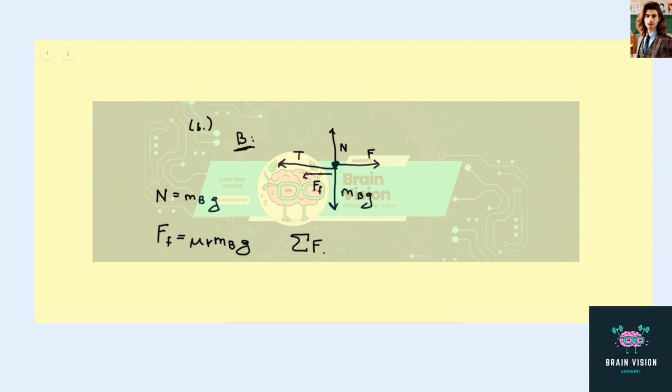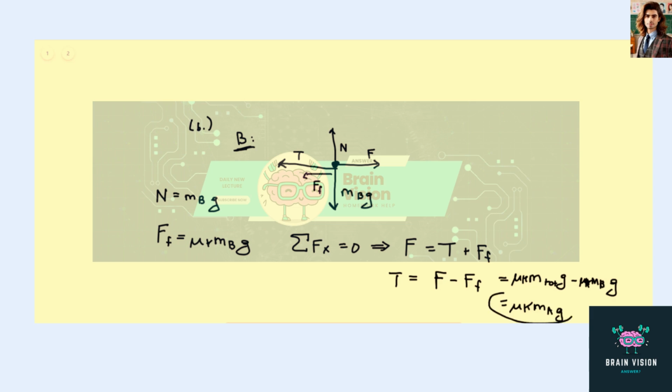Now, sum of the forces in the x direction is equal to 0 implies that our applied force is equal to the tension plus the friction force, which implies that tension is equal to our applied force minus our friction force. And now we can plug in what we found here in part A and what we found here. When we do that, we get mu k m total times g minus mu k mB times g. And this ends up being mu k times the mass of A times g. And that's the answer to part B.